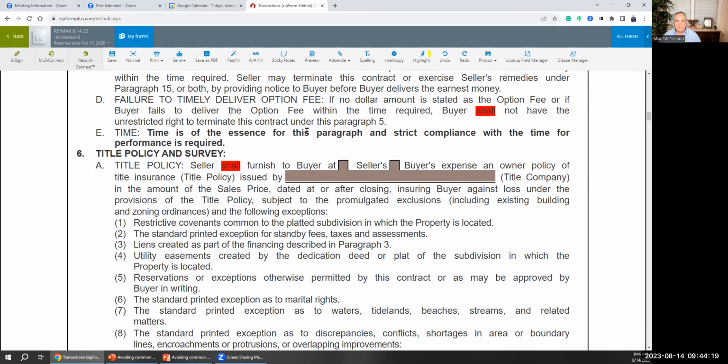The failure to deliver the option fee: buyer shall not have the unrestricted right to terminate the contract under paragraph 5 is what it says in the contract, right? If there's no dollar amount stated, you don't have an option fee, but if you don't deliver it, you don't have an option period. What has been said on the legal side is that if it's delivered after the 3 days, they can still, and it's accepted. So if it's not there, I'm the listing agent, I'm going to call the title company and say, hey, don't accept it. Anything if they bring it in, don't accept it, right?